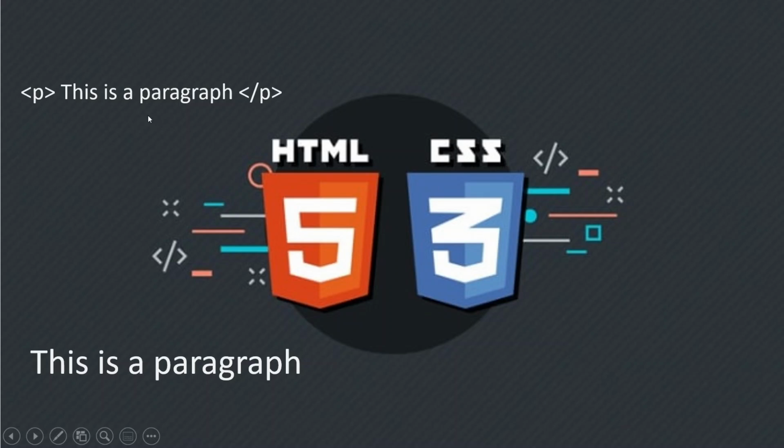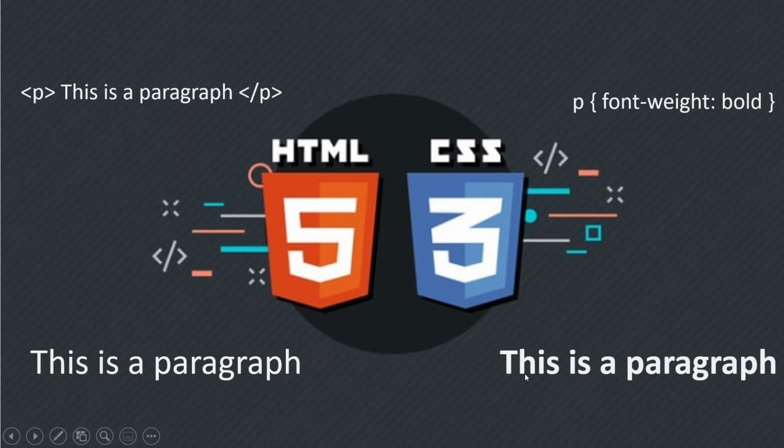So if I wanted to style this, right, I have my CSS on the right hand side here, and you can see that we are just making it bold, right? So if you see the output of this, it's gonna be this is a paragraph, but it's a bolder version of the normal HTML that you have here. So you have this is a paragraph.